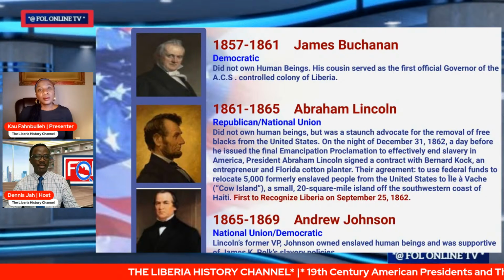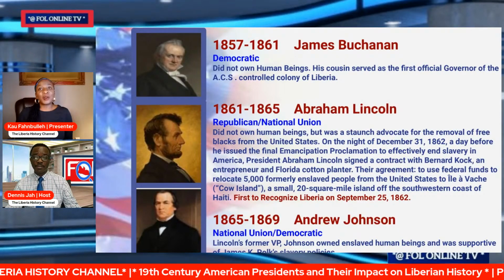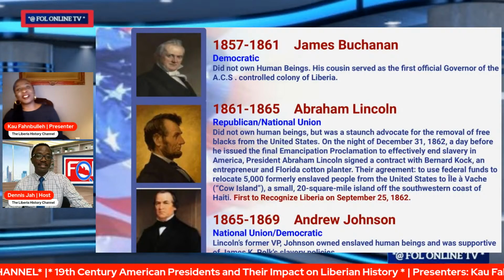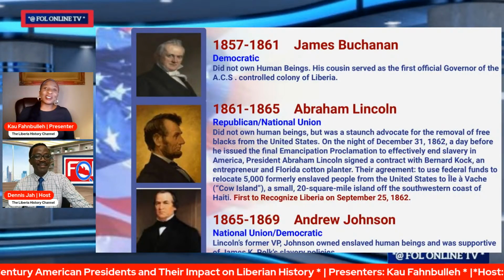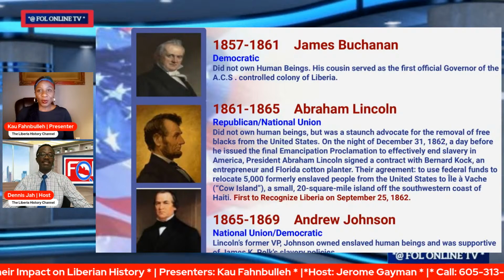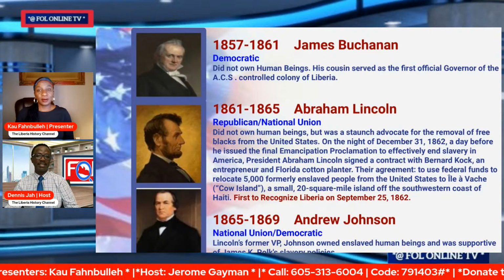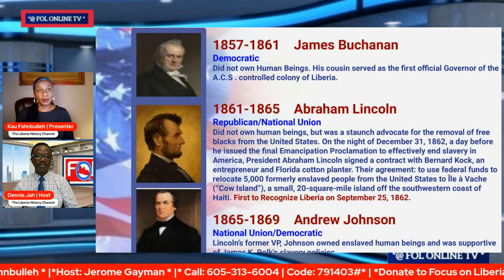So James Buchanan did not own slaves. His cousin served as... did not own human beings. I changed the language to human beings because it's important. He didn't own human beings. Right. Did not own human beings. His cousin served as the first official governor of the ACS, controlled the colony of Liberia.